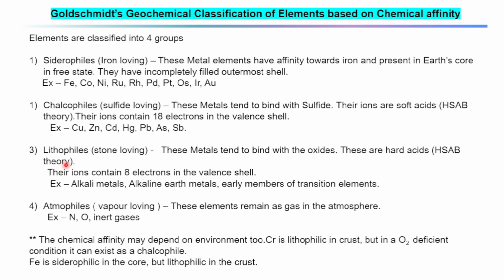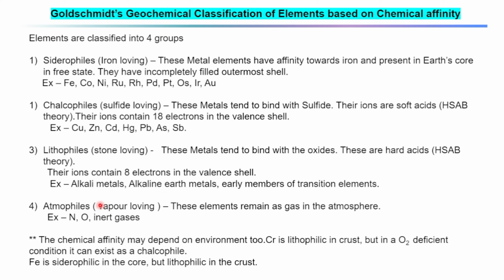Now the next one is lithophiles, stone loving. These metals tend to bind with the oxides. These are hard acids according to the hard soft acid base theory, and their ions contain 8 electrons in the valence shell. For example, alkali metals, alkaline earth metals, early members of transition elements.